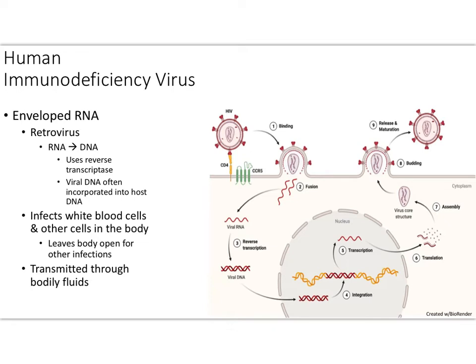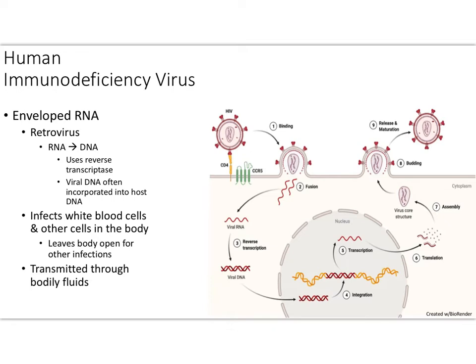What ends up happening after that is the viral DNA goes through the normal process of transcription and translation. Viral proteins are made, more virus particles are created, they are released from the cell, and they go on to infect other cells, and the cycle starts over. The whole process starts over again.